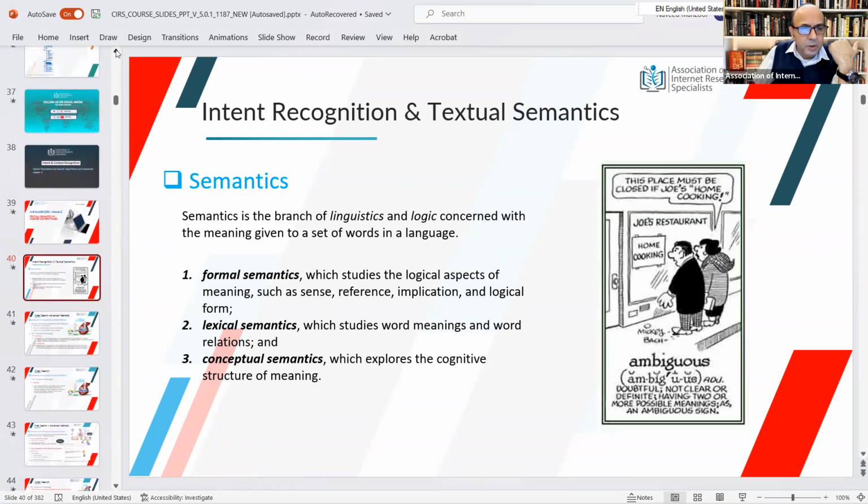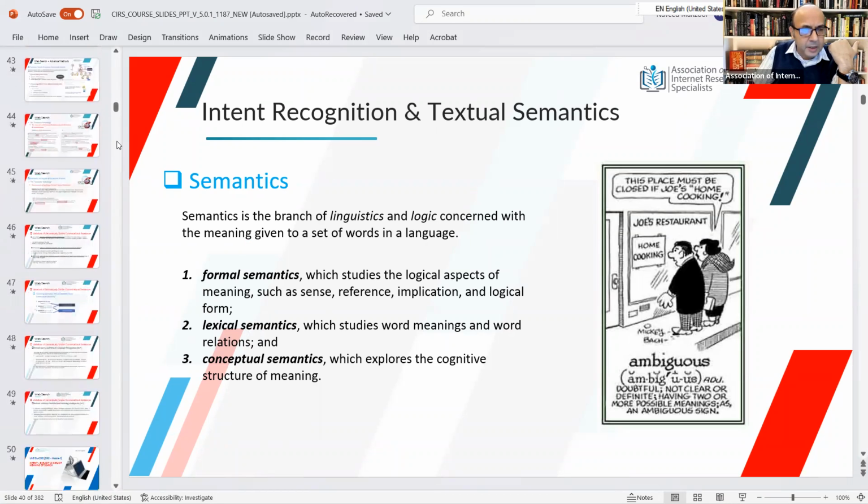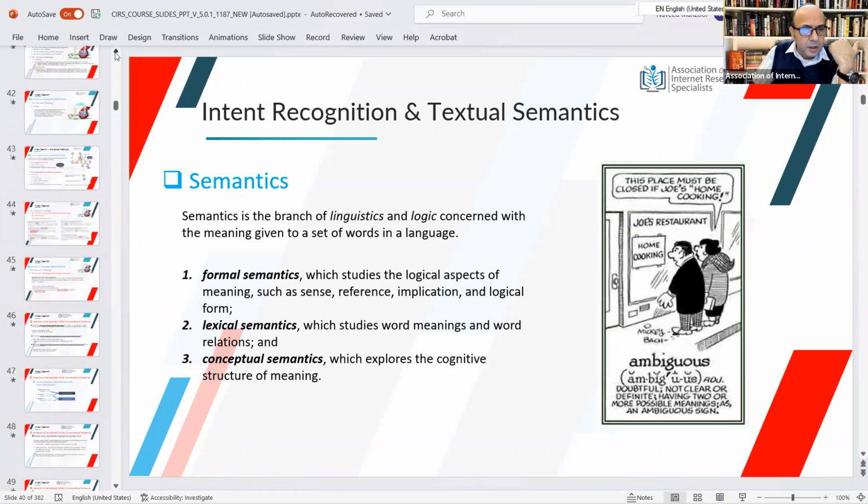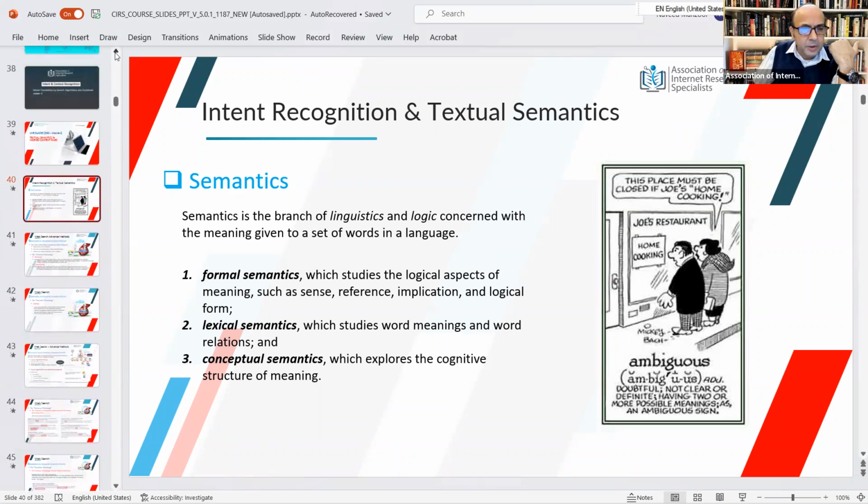Now, the topic that we will be starting with today is going to talk about intent recognition and context. These are the two things which are very important for you to be mindful of when you're creating your search queries, specifically using the language part, which is your keywords.